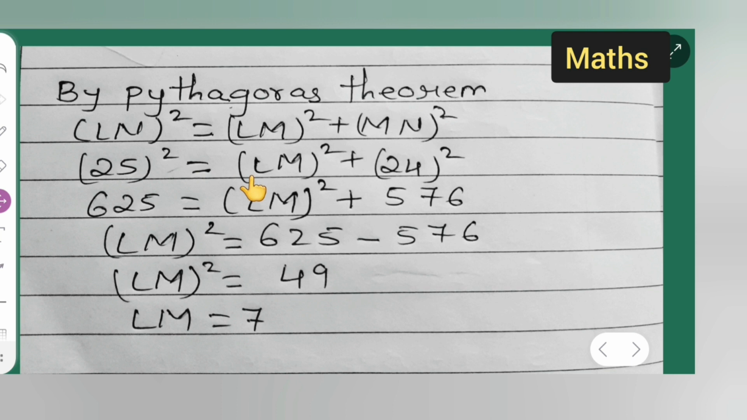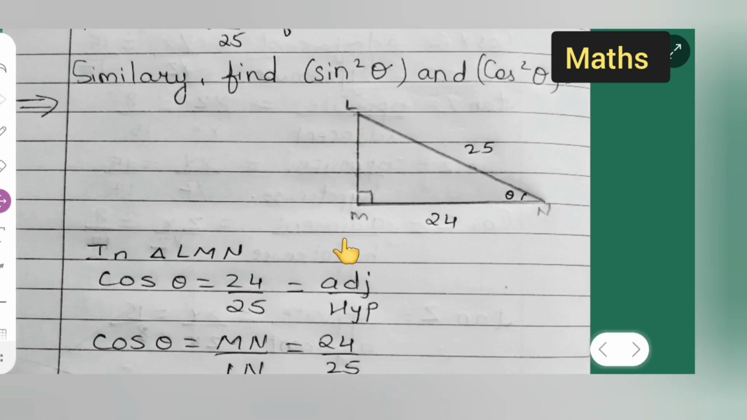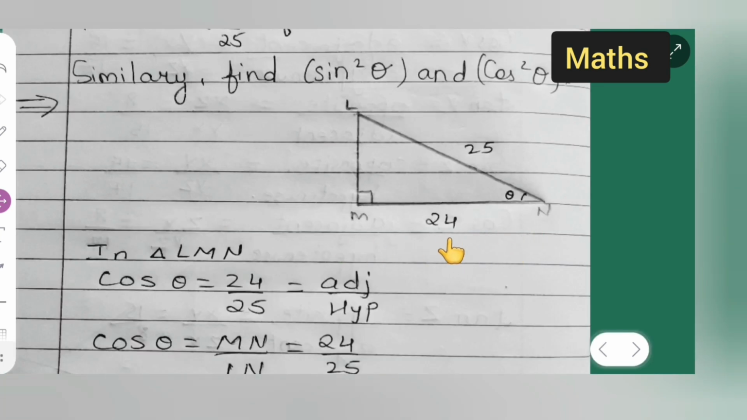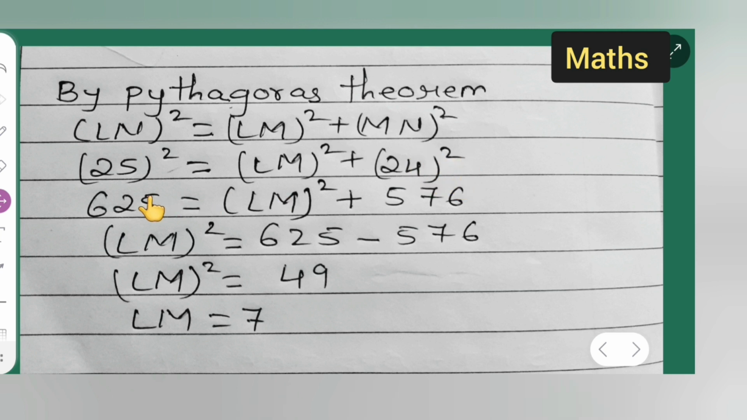25 square is equal to, now LM is not given, so write it as it is, LM the whole square plus MN square, where MN is 24. So the square of 25 is 625, equal to LM square plus the square of 24, which is 576. Take 576 to the other side, so it becomes negative. LM square is 625 minus 576, which is 49. When you take the square root, you will get LM equal to 7.